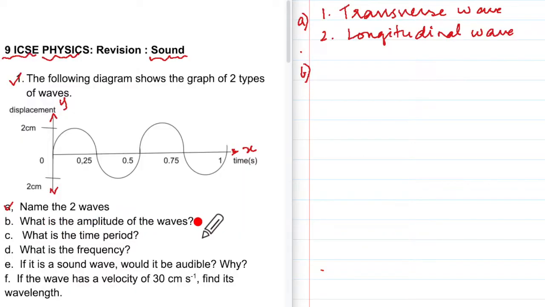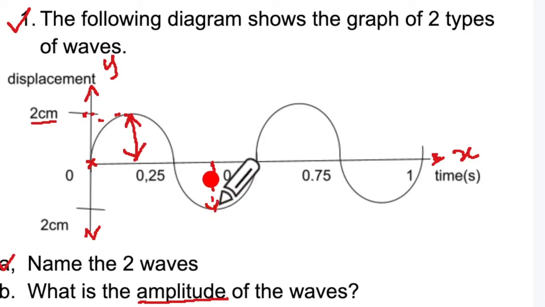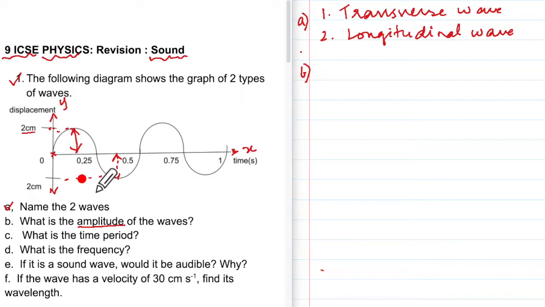What is the amplitude of the waves? Now, amplitude is the maximum displacement of the particle from the mean position. So this is the mean position. Maximum displacement is from here to here. So how much is this over here? This is 2 centimeters. See, on this side also, the lower part of the graph, here again you have 2 centimeters. So this is going to be amplitude equal to 2 centimeter, and underline that.